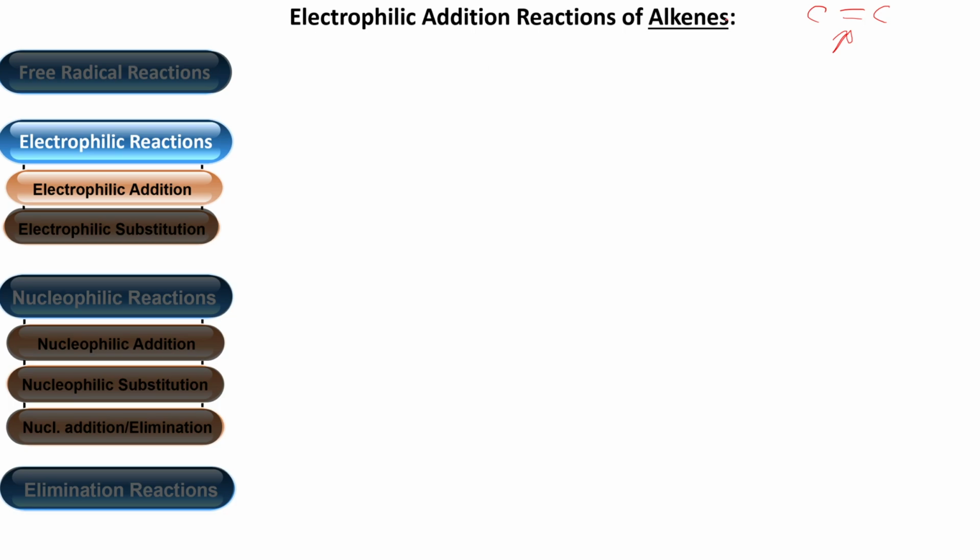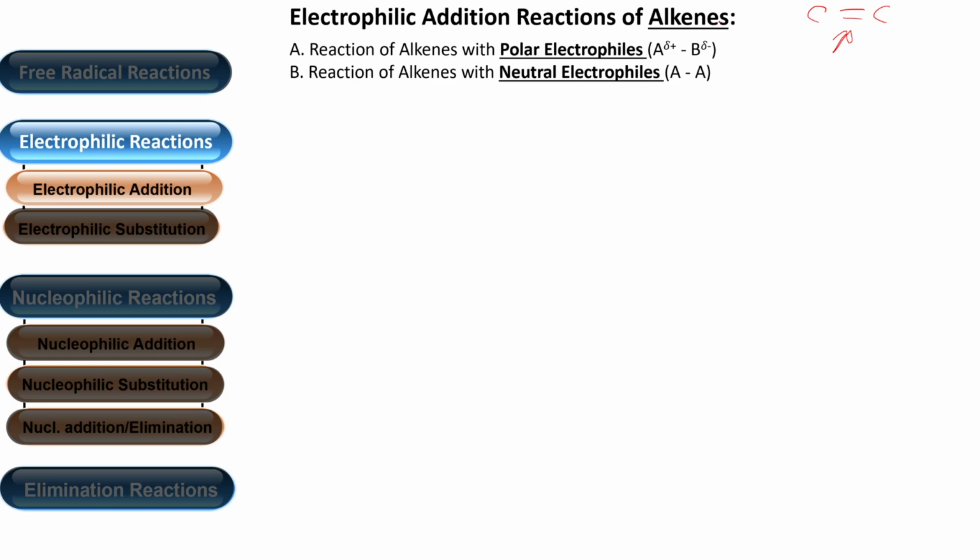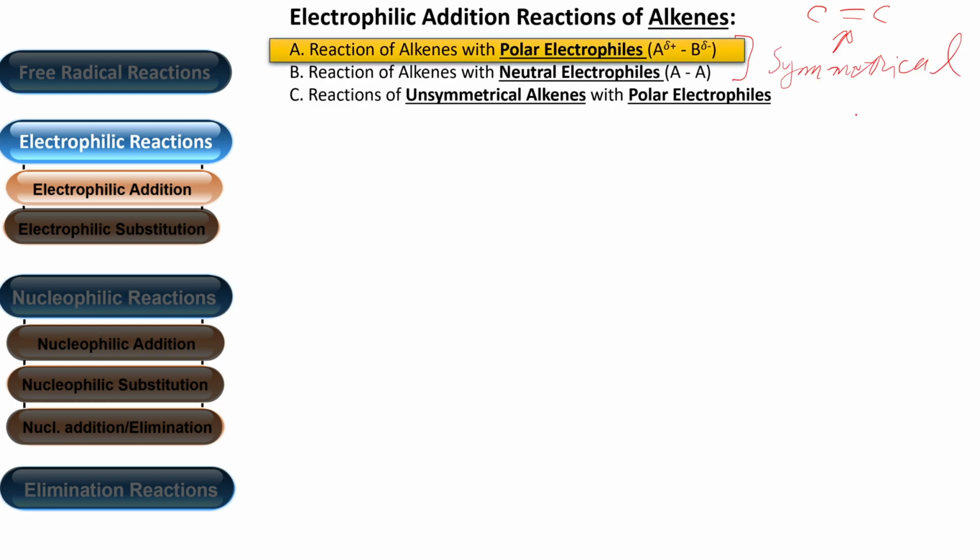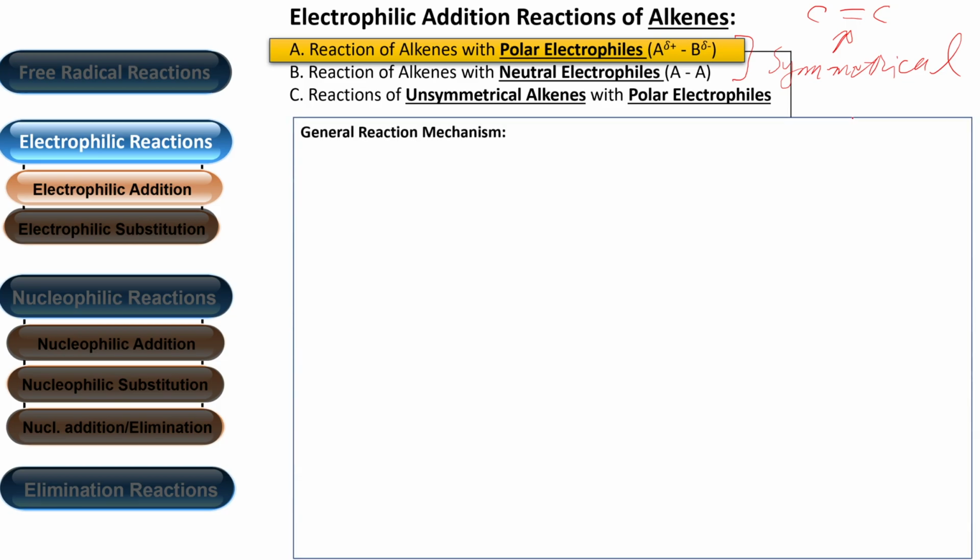So we will discuss three different types of reactions. The first is the reaction of alkenes with polar electrophiles. The second is the reaction of alkenes with neutral electrophiles, and the third is reactions of unsymmetrical alkenes with polar electrophiles. Just keep in mind that in both of the first two, the alkenes will be symmetrical. So let's start with the first type, reactions of alkenes with polar electrophiles. We first look at the general reaction mechanism.